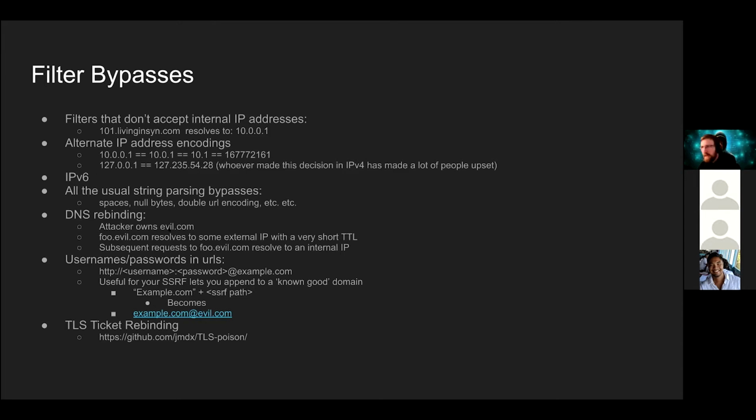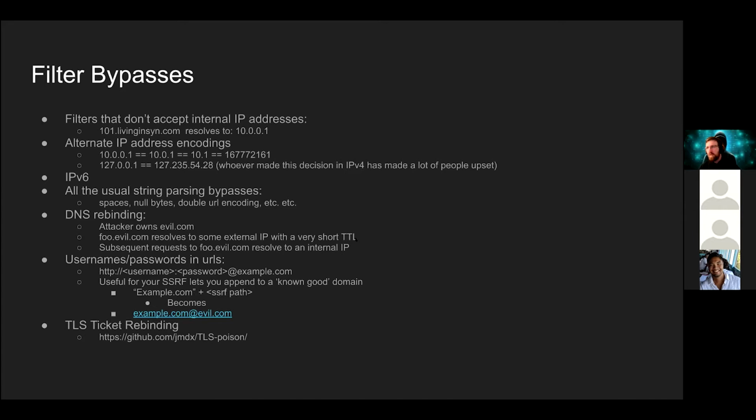And then there's DNS rebinding. This one is, I think, one of my favorites. I say favorites loosely. Let's say that an attacker owns the domain evil.com. They set up a subdomain foo.evil.com. When you resolve it the first time, when you do an NSLOOKUP on foo.evil.com, it resolves to an external IP address, a perfectly valid one, and it has a very short time to live, or a time to live of 0.